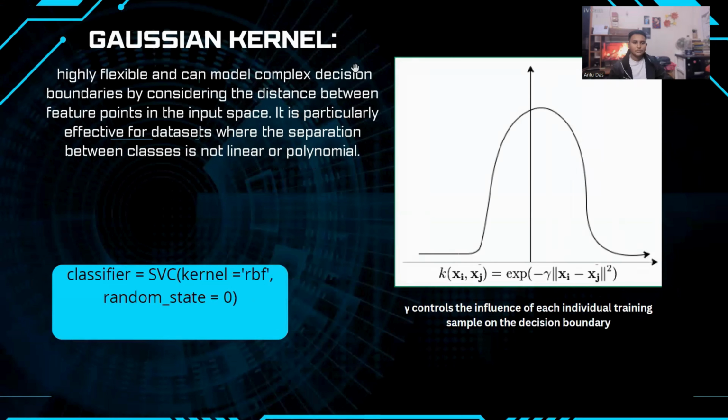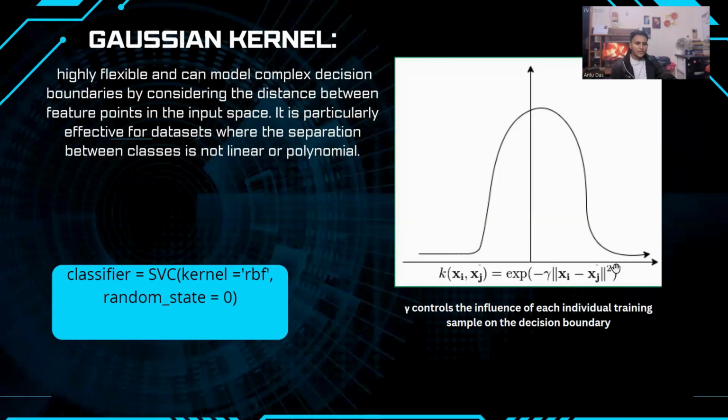Gaussian kernel, also known as RBF kernel function. It's highly flexible and can model complex decision boundaries by considering the distance between feature points in the input space. It's particularly effective for datasets where the separation between classes is not linear or polynomial. So in this case, we use the Gaussian or RBF kernel.